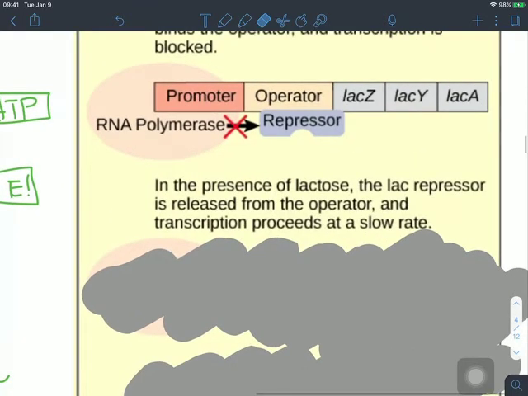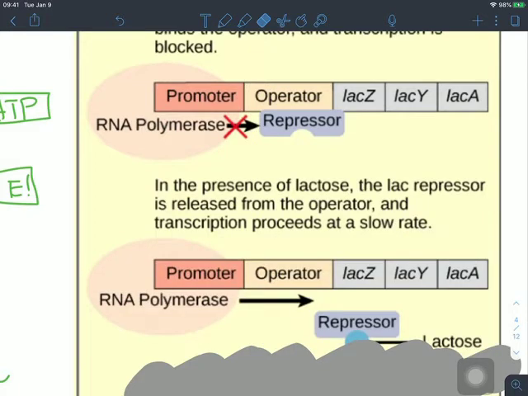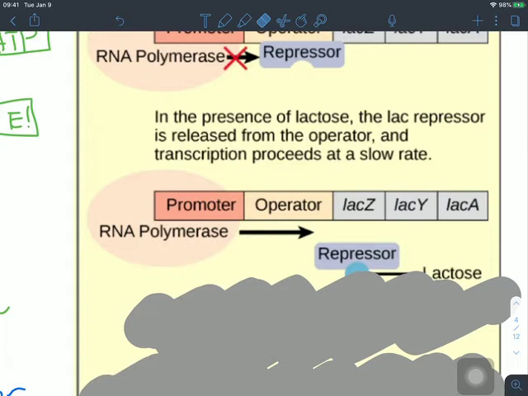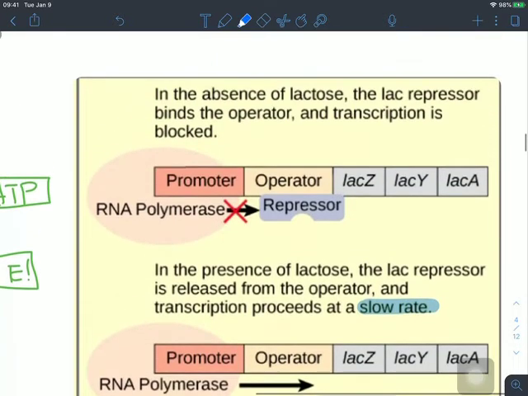In the presence of lactose, the lac repressor is released from the operator and transcription may proceed at a slow rate because lactose is an alternate energy source. So therefore the operator looks like this. The repressor is pulled off by the lactose, and the RNA polymerase is occasionally getting through. This has, again, that slow rate versus transcription fully being blocked.